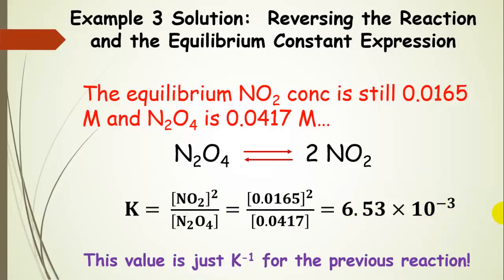So you might be wondering, why did we get a different number? Well, we reversed the reaction. And so if you put this number into your calculator, you're going to find out that if you take it to the minus 1, then it's the same as it was for the previous reaction. This value is just the inverse of our previous reaction, and it's because we reversed the direction of the reaction. We're going to talk about that more in the next video.